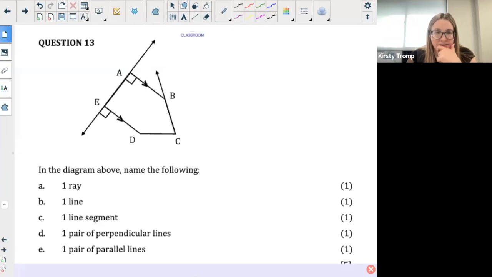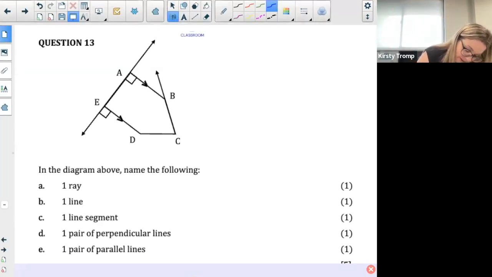Hi, Tabang. How are you? Good, and you? Tabang, tell me, name one ray for me. Which line is a ray? CB. Well done, Tabang. CB would be a ray. Why is it a ray? Because it's starting at one point and it's ending with an arrow. Well done, Tabang. Thank you so much.